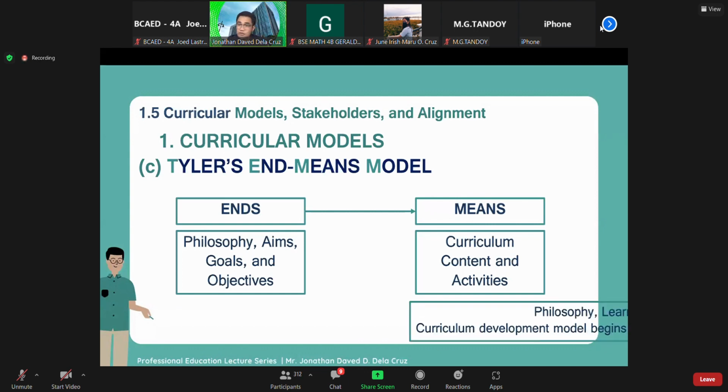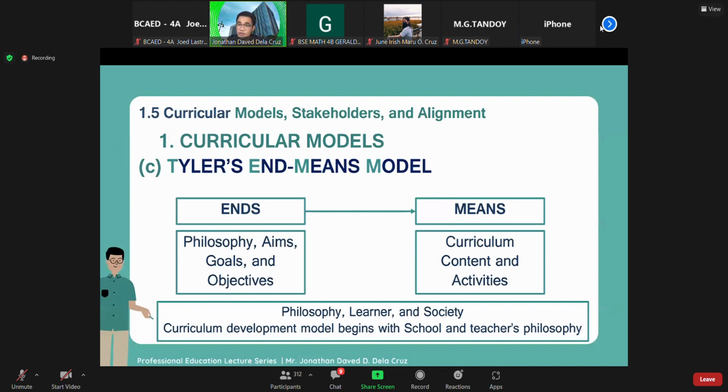Okay. So philosophy, learner, and society, curriculum development model begins with school and teachers philosophy. So school and teachers philosophy, okay? School and teachers philosophy po ang magde-determine kung ano nga ba yung lalamanin ng curriculum. Kabaliktaran nung kay Hilda Taba na manggagaling sa estudyante.